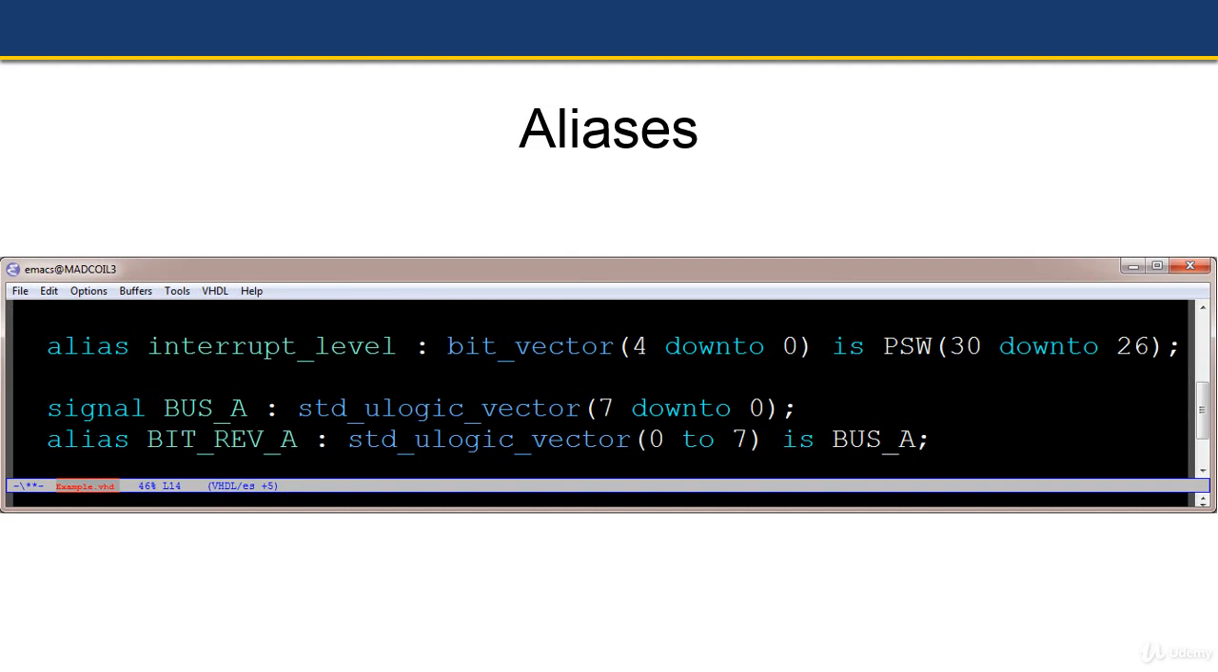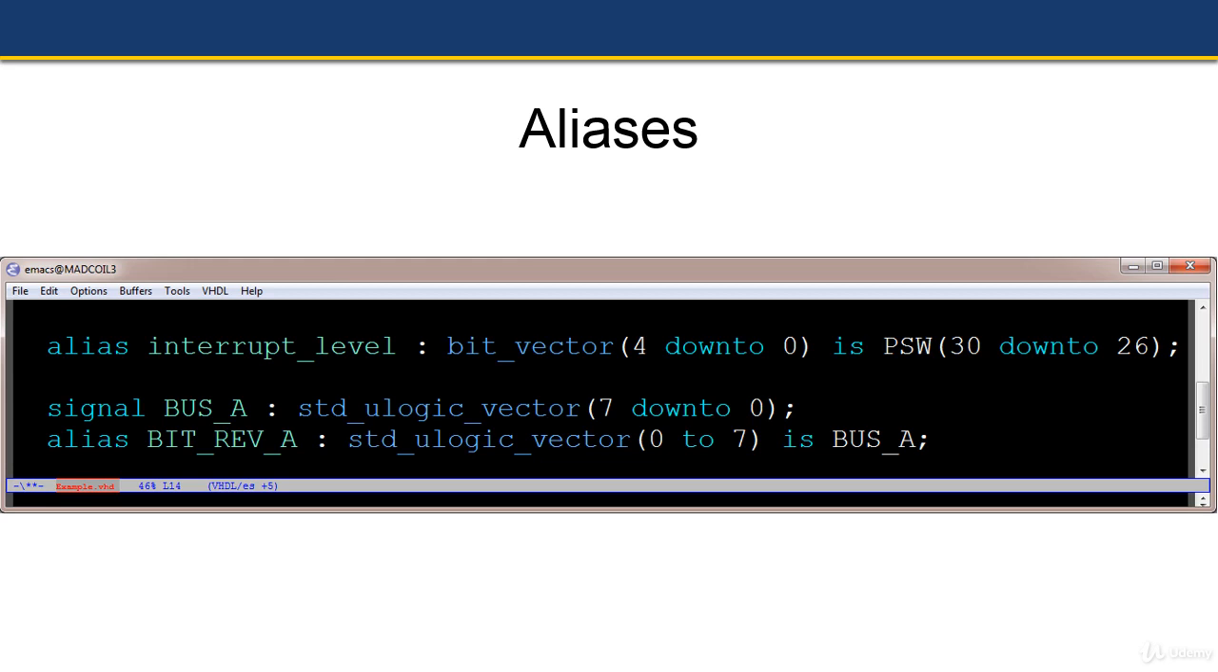The first one: alias interrupt_level : bit_vector(4 downto 0) is PSW(30 downto 26). Here, where we're referencing, say, interrupt_level(4), that would correspond to PSW(30). And interrupt_level(3) would correspond to PSW(29), so on and so forth.